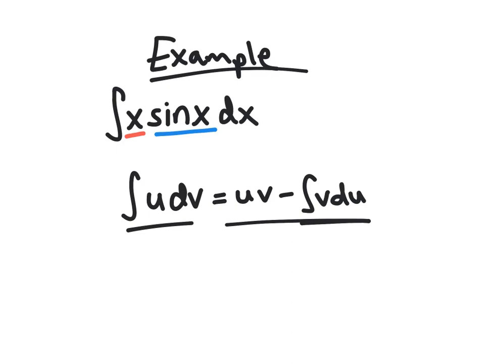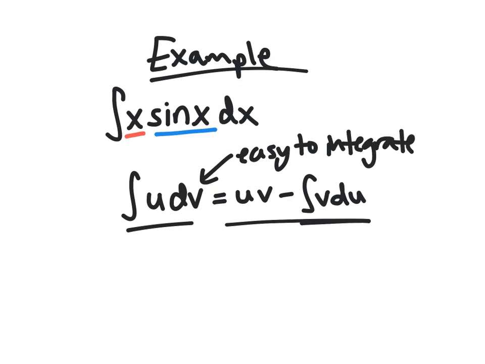This means that we would like dv to be something easy to integrate, because we're going to be finding v, and we would like u to be easy to differentiate, because we need to find du. So if one of those is not true, then it's going to be pretty hard to find the integral of v du.